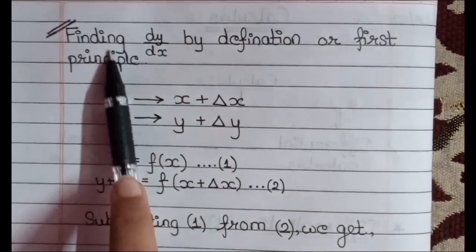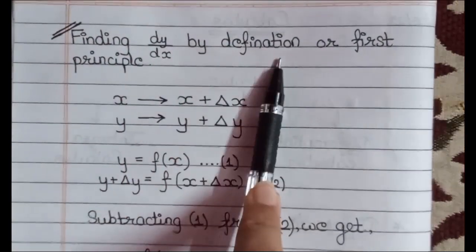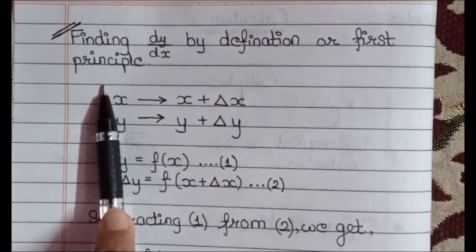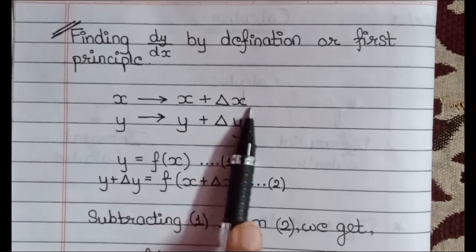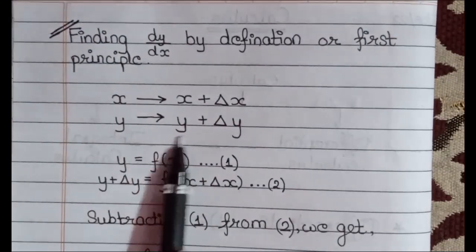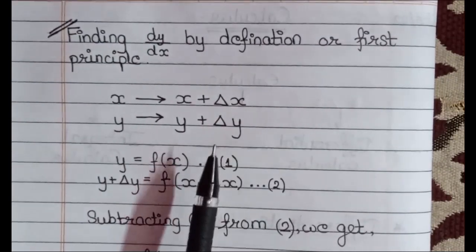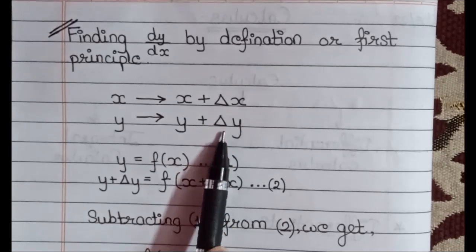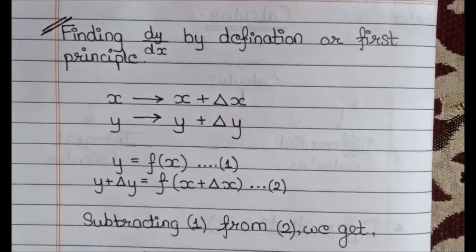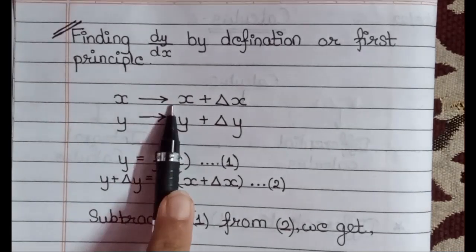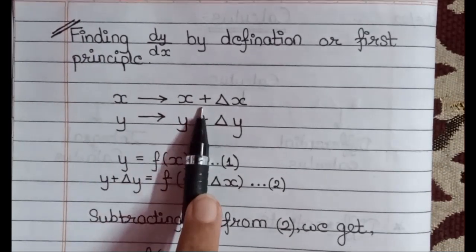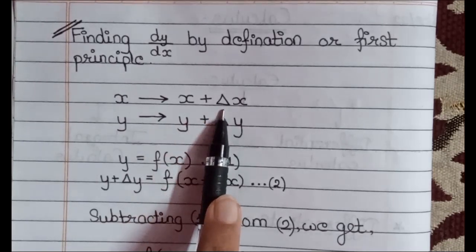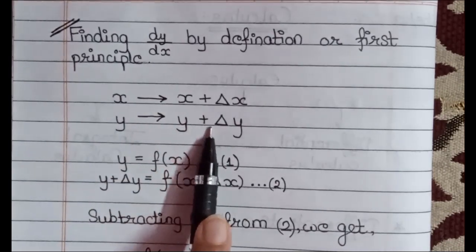Now we shall find dy by dx by definition or first principle. Let's say x tends to x plus delta x and y tends to y plus delta y. As I've already mentioned, delta x and delta y are some very small changes, and tends to means that x is closer to x plus delta x and y is closer to y plus delta y.